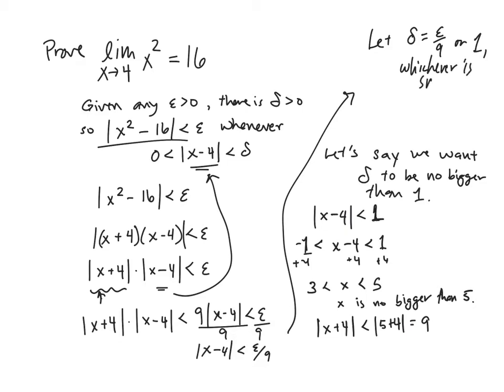whichever is smaller. So somebody comes and says, hey, I want an epsilon of 10. You would compare 10 over 9 and 1, and 1 is smaller. You'd say, I'll give you a delta of 1. Or if somebody says, I want an epsilon of 1, you compare 1 over 9 and 1 and choose the smaller one. Or if they want epsilon equal to 0.099, you can say, hey, how about delta of 0.011? Because that's 0.099 divided by 9.